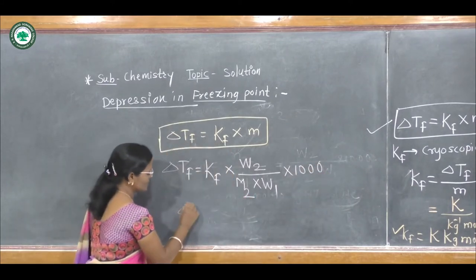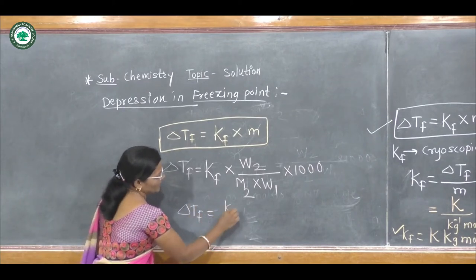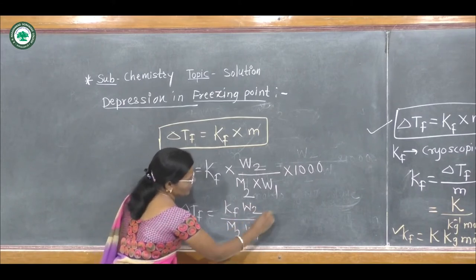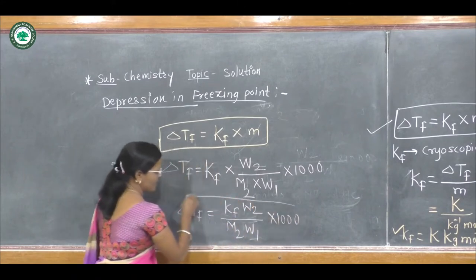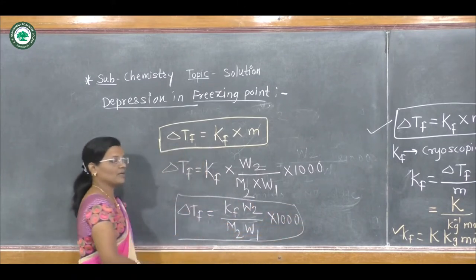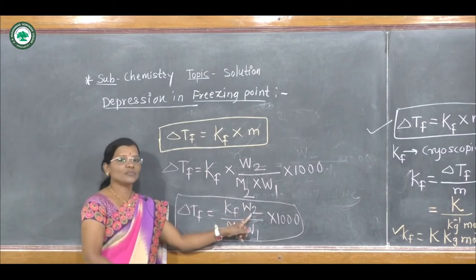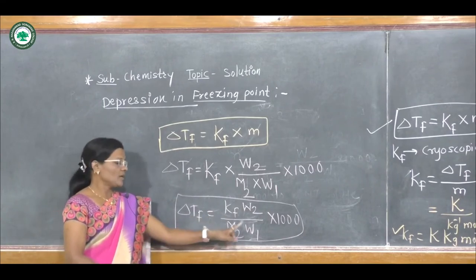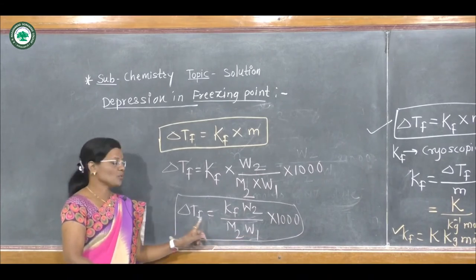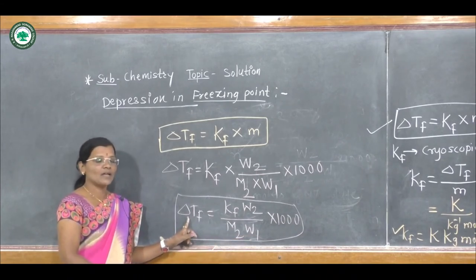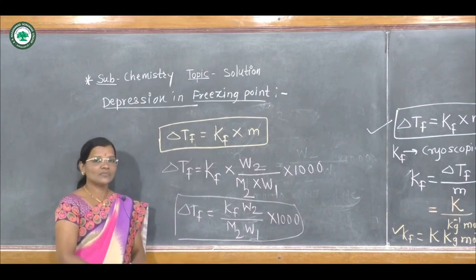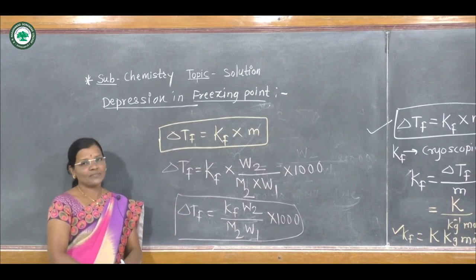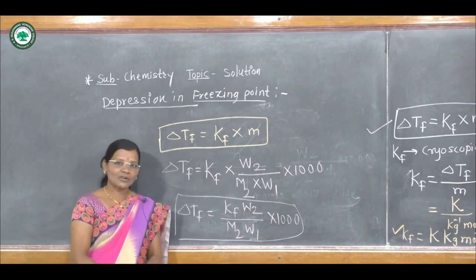So we will get this equation as ΔTf is equal to Kf into W2 divided by M2 into W1, into 1000. This is the required equation in which W2, the weight of non-volatile solute in the solution, is related with the depression in freezing point. W1, the weight of solvent, also depends upon the depression in freezing point. And so depression in freezing point is one of the colligative properties. Hence today we have seen the depression in freezing point of the solution. Now we will stop here. Thank you.